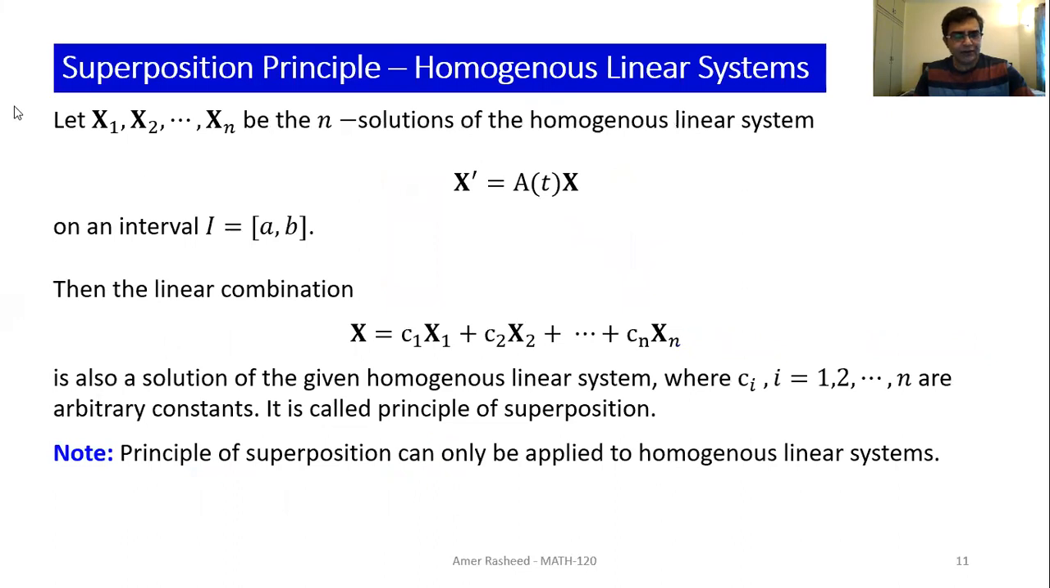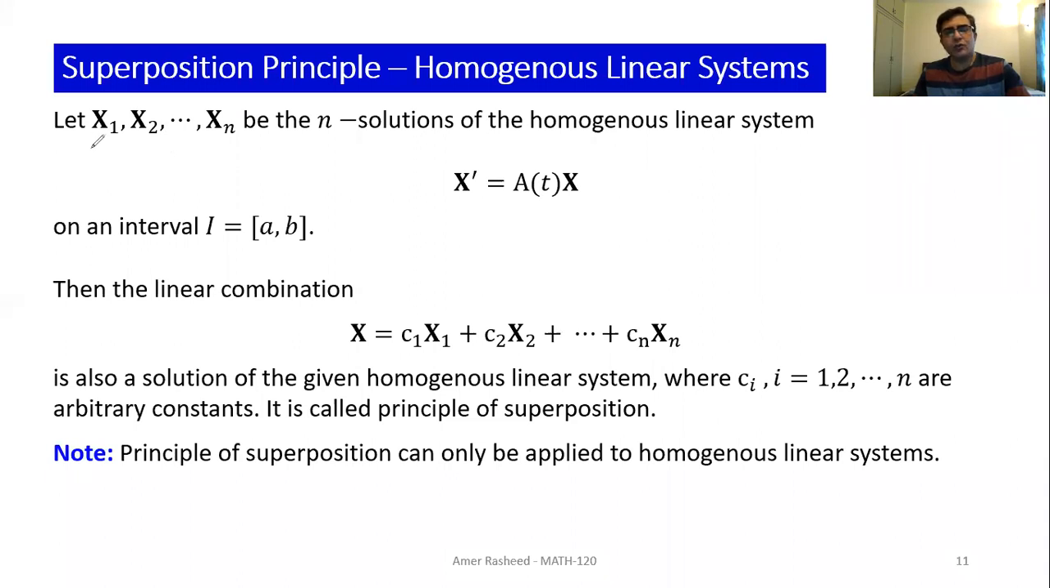Now, the next one is the superposition principle. The superposition principle is only valid for the homogeneous linear system. Now, we have seen in the previous example that there were two solutions of a single linear system. That was basically a 2 by 2 system, and that system has two solutions. So in general, a system which has n equations will have n solutions.